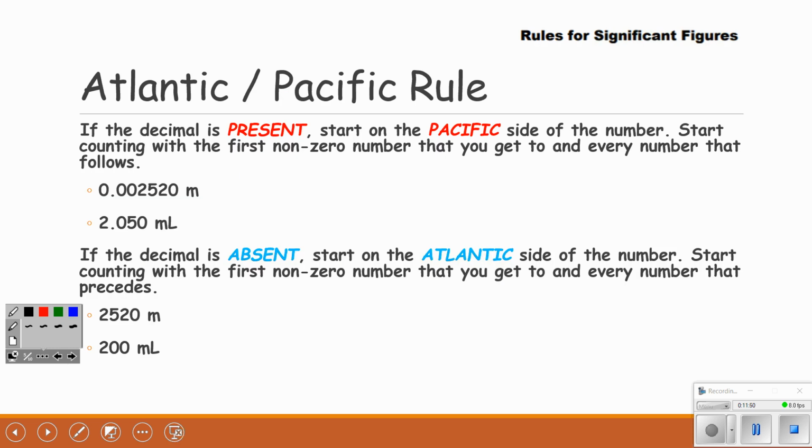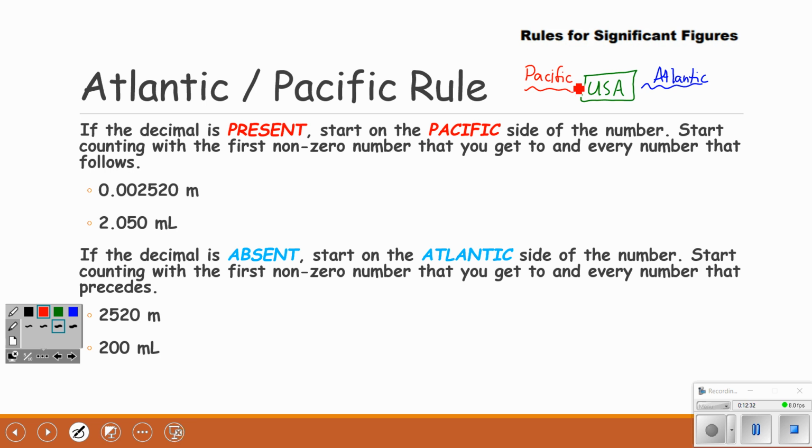All right, a different set of rules that you can use to determine significant figures. Some people use the 4 rules that I just went over and just memorize them, and some people use this, and this is called the Atlantic Pacific rule. So if you've got the United States here, remember that on this side is your Atlantic Ocean, and on this side you have your Pacific.